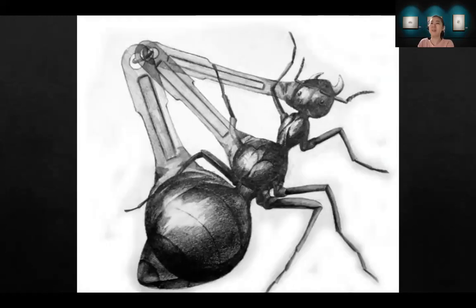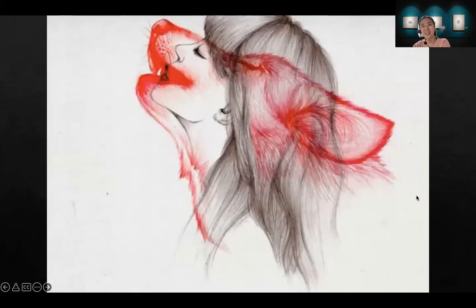And it's an ant with the measuring cup. Oh, how creative, right? You can do it. It's a girl with a wolf. So that's it. You can do it in color or black and white.